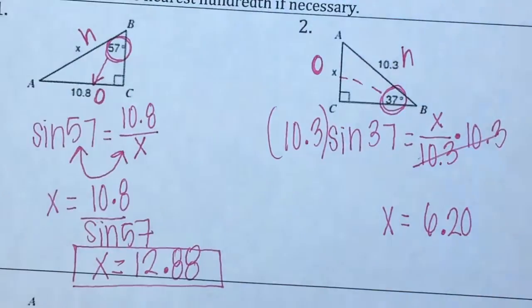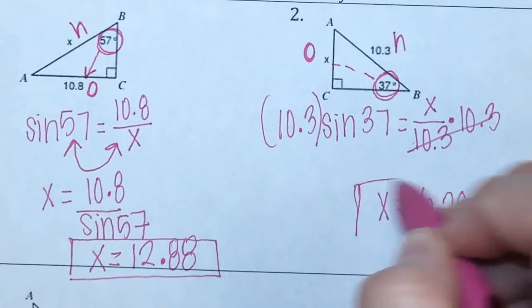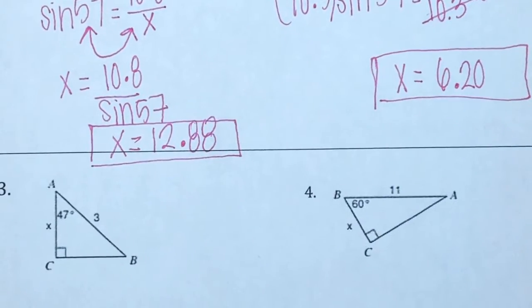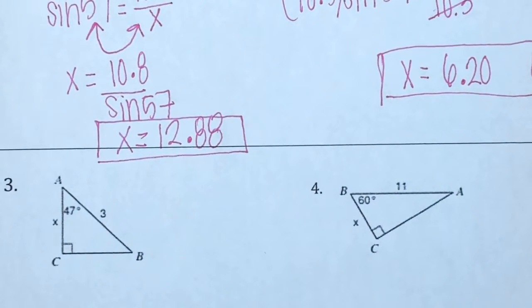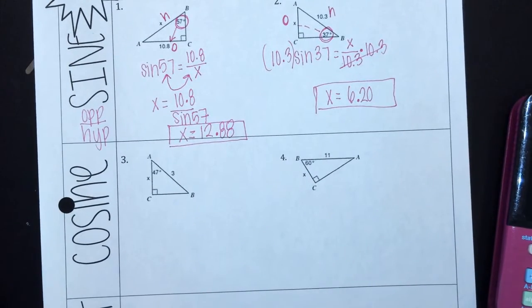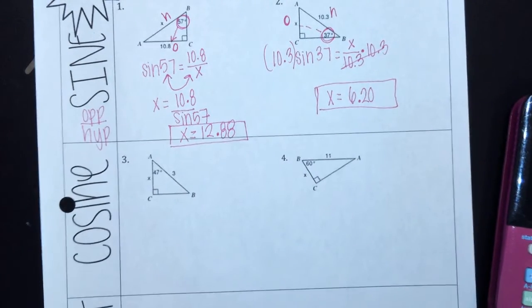Okay. That's it, guys. Isn't that kind of cool? It's not that bad. But here's the part. I told you exactly what we were using. I told you sine, cosine, tangent. In a little while, you're going to have to figure out which one to use. It will be fun. Okay, let's do cosine.